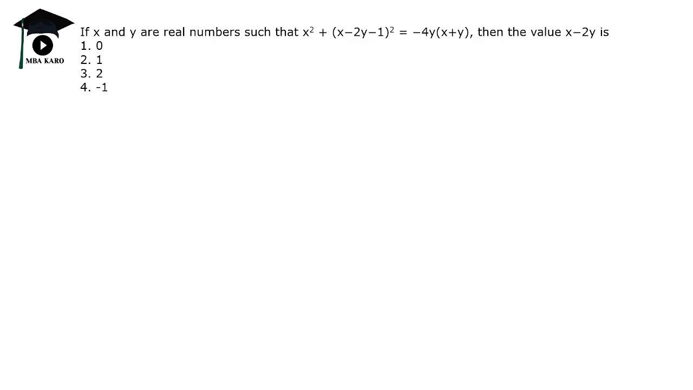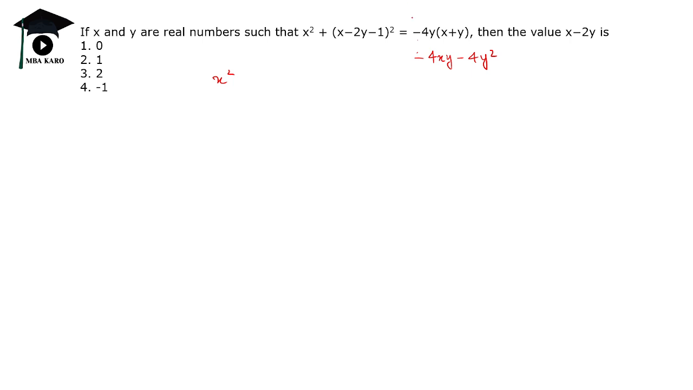If x and y are real numbers such that x square plus (x minus 2y minus 1) whole square is this, we need to find the value of x minus 2y. Now this is a tricky question and it requires some manipulation of these numbers and completion of perfect squares. Okay, so now let us understand this thing. It is x square, and if we expand it, if you look at the right hand side, it is minus 4xy minus 4y square.